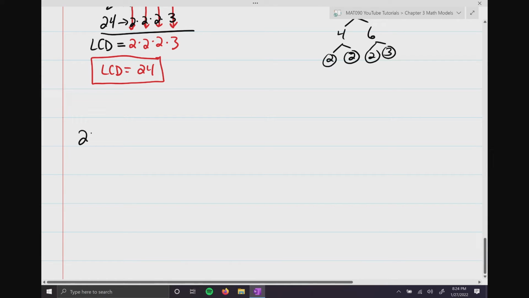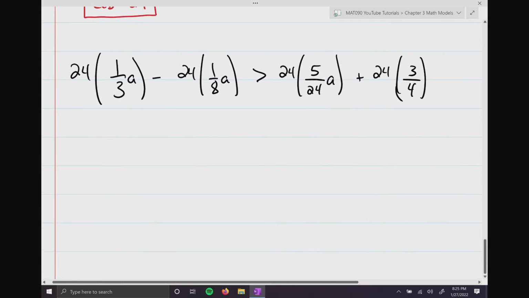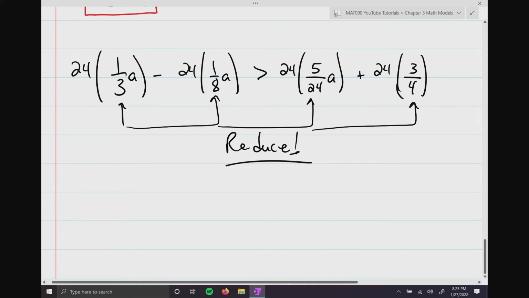So I have 24 times 1 over 3a minus 24 times 1 over 8a, which is going to be greater than 24 times 5 over 24a plus 24 times 3 over 4. Okay? Now from here, we're going to simplify every single denominator. Remember, our goal is to reduce every single denominator. We don't want to see any more denominators.